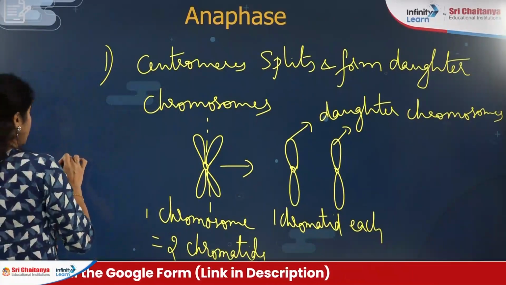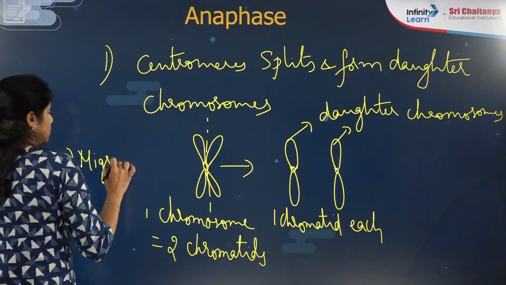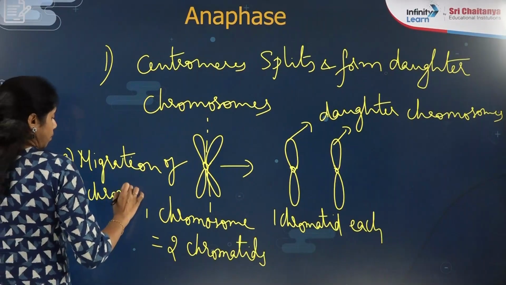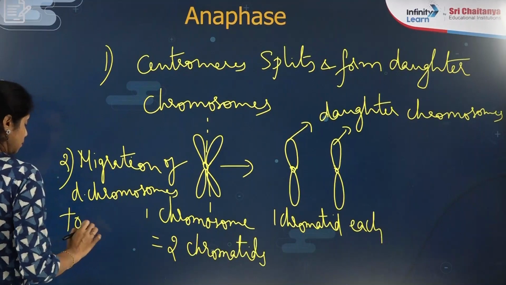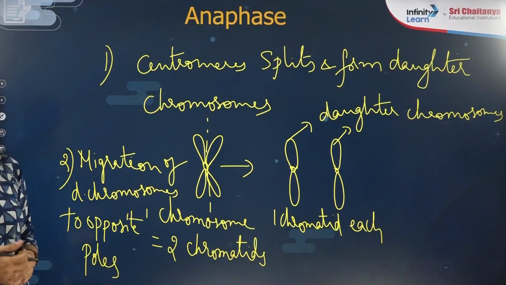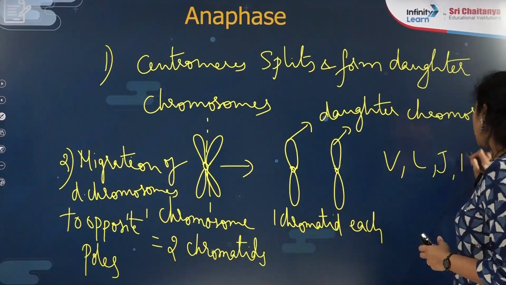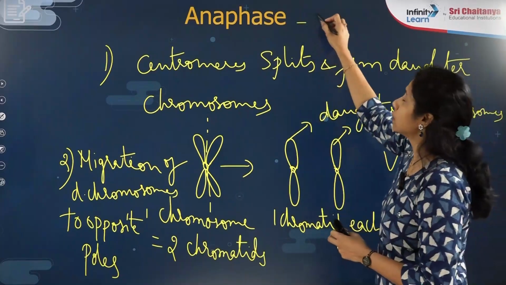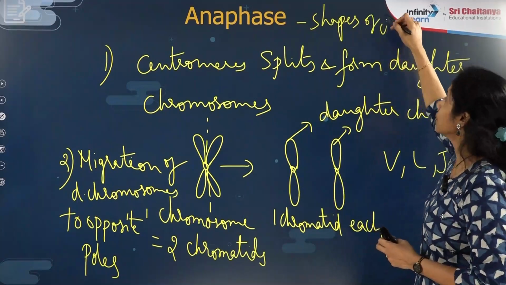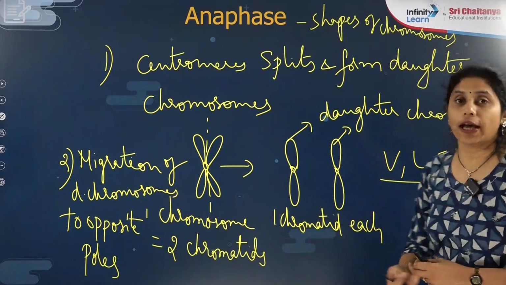After that, the second event will be the movement of these daughter chromosomes. They migrate. Migration of daughter chromosomes to the respective poles, to opposite poles. When they are moving to the opposite poles, they will be taking the shapes of V, L, J and I. So if they ask in which phase the shapes of chromosomes can be seen, it is in anaphase. They'll be taking the shapes of V, L, J, I shapes.